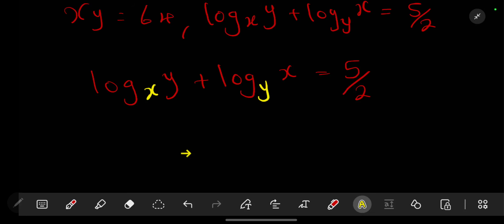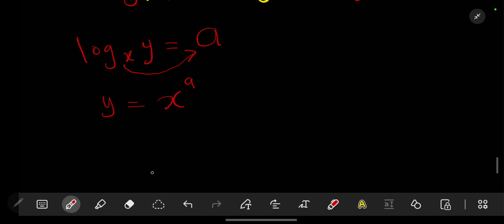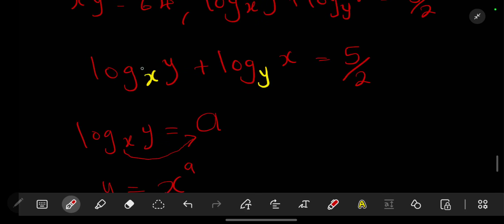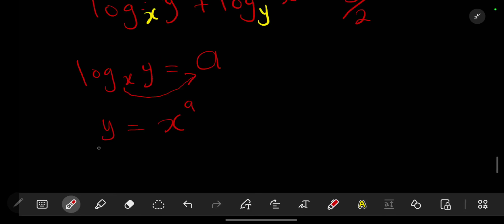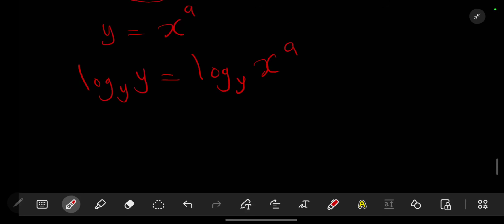So we can let the log of y base x be equal to a, so that is how we know how we deal with logs. This one comes there, it becomes the base, so y should be equal to x to the power of a, like that. From here, our aim is to have y here, so we are going to introduce the log of y on both sides. So we have the log base y of y should be equal to the log base y of x to the power of a, like that.